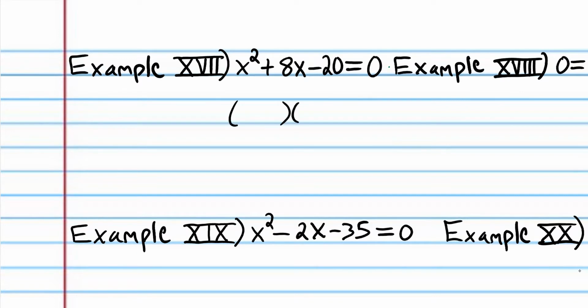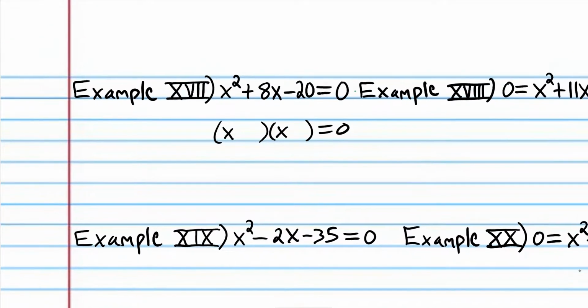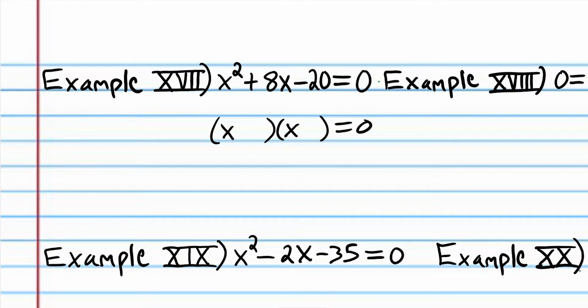So again, we're going to factor this expression. What two numbers multiply to negative 20 and add up to 8? I think that's going to be 10 and negative 2.